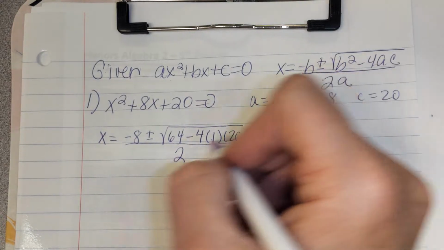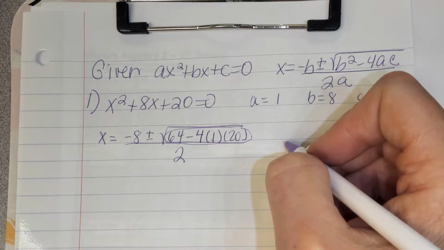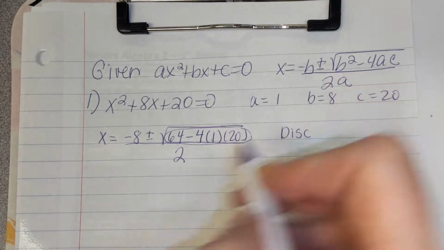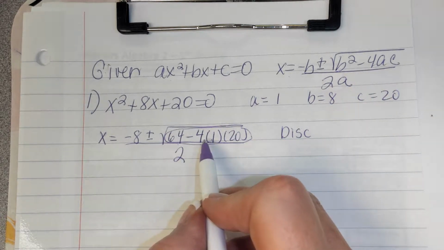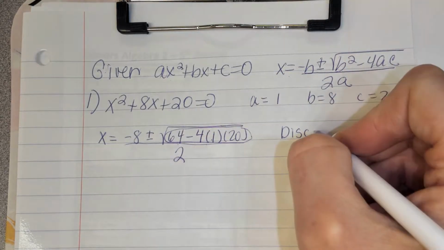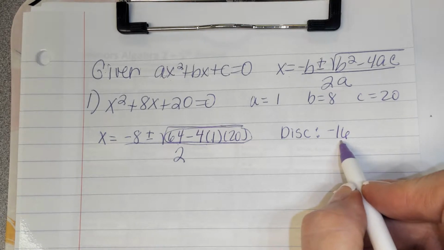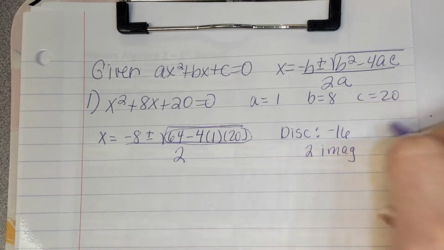So this value under the radical, it has a name for it. Does anyone remember the name? Discriminant, right. If that discriminant, which is the value under the radical, not after you take the square root, it's the value under the radical. In this case, the discriminant would be -16. Because that discriminant is negative, that means we're going to have two imaginary solutions.